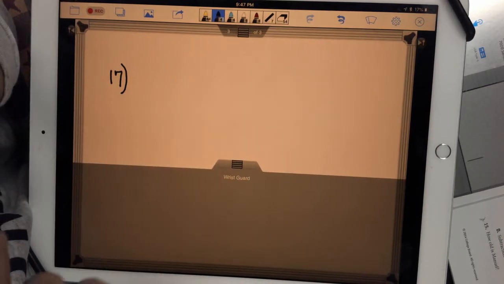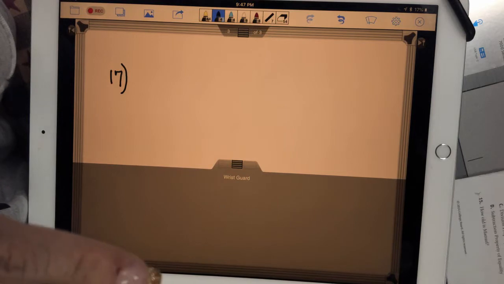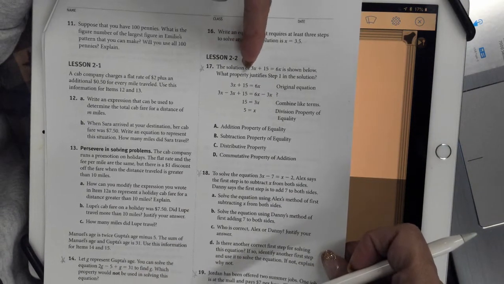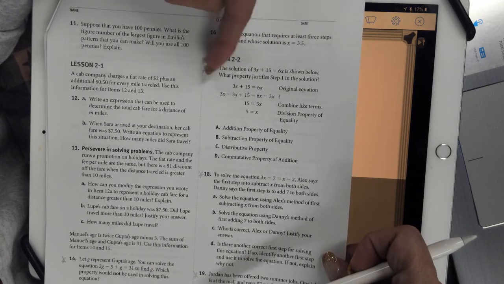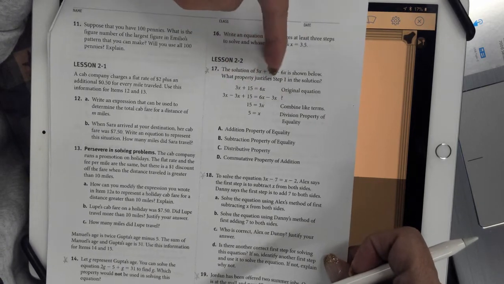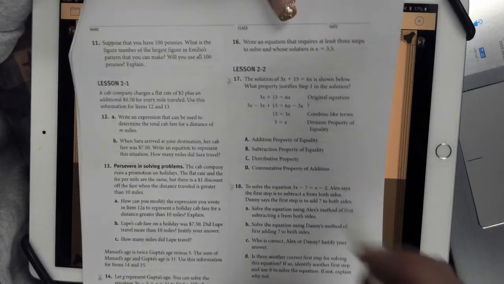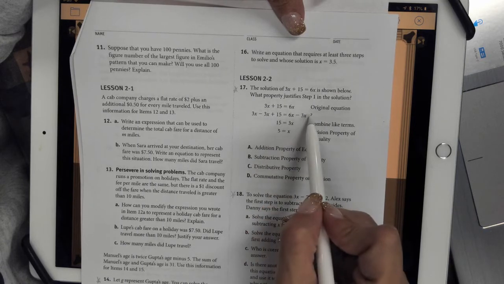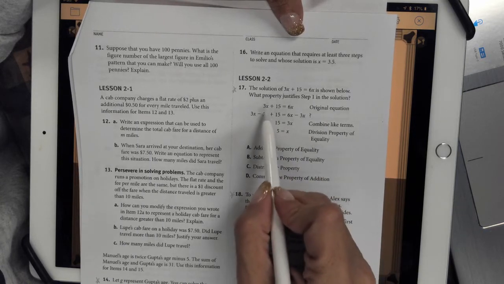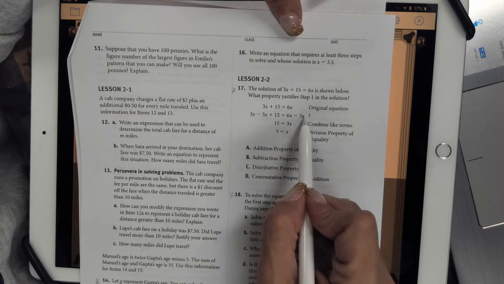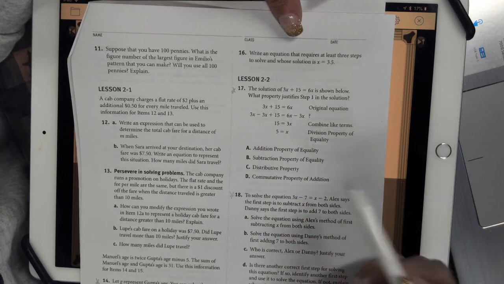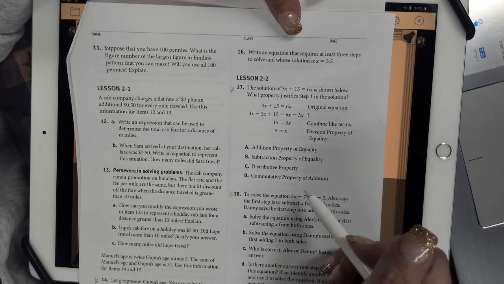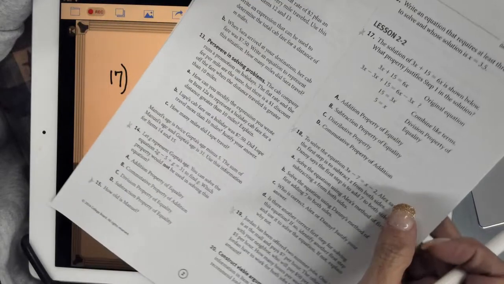17, the solution of 3x plus 15 equals 6 is shown below. So here we go. They've shown this. Which property justifies step 1 in the solution? Okay, so original equation, what did they do here? They are subtracting, right? Aren't they subtracting there? So I think I would probably say subtraction property of equality because they're subtracting. Yeah, pretty straightforward there.